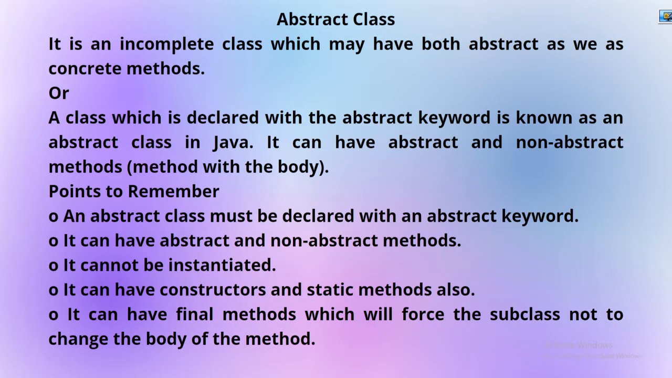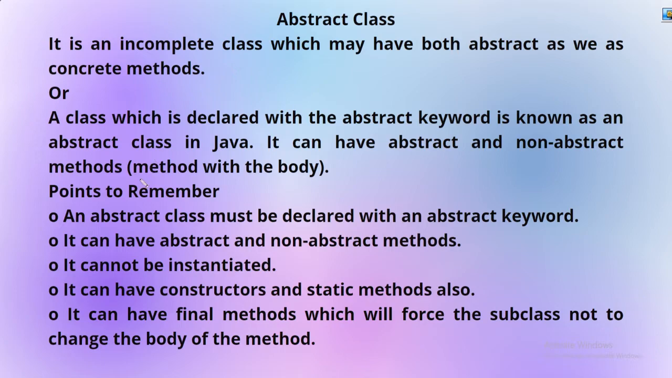Okay, so now let us see what this abstract class is. We just saw that the abstract method should be declared in an abstract class. So what is this abstract class? It is an incomplete class. We have seen abstract method is an incomplete method, and abstract class is an incomplete class which may have both abstract as well as concrete methods. Or you can also say an abstract class, which is declared with the abstract keyword, is known as an abstract class in Java. It can have abstract and non-abstract methods inside it.